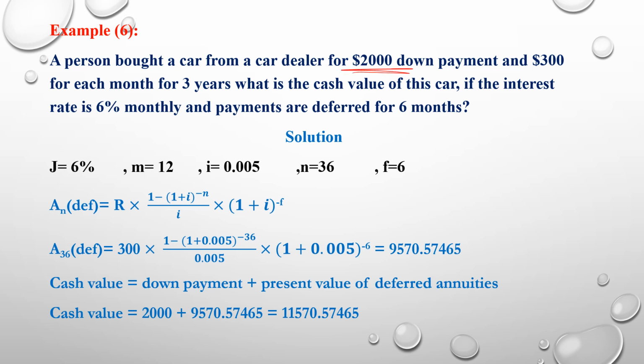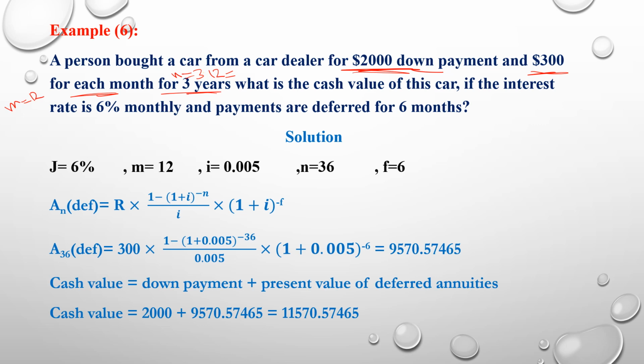First one is $2,000, which is a down payment, and the rest of the price of the car would be paid in installments or in equal payments, which are $300 for each month for 3 years. So the payments or the annuities would continue for 3 years. So M equals 12, as the payments are made each month.